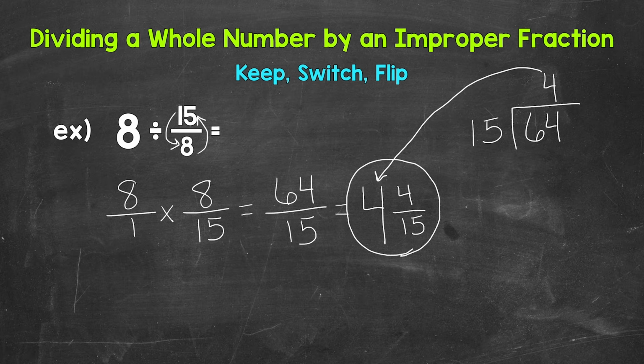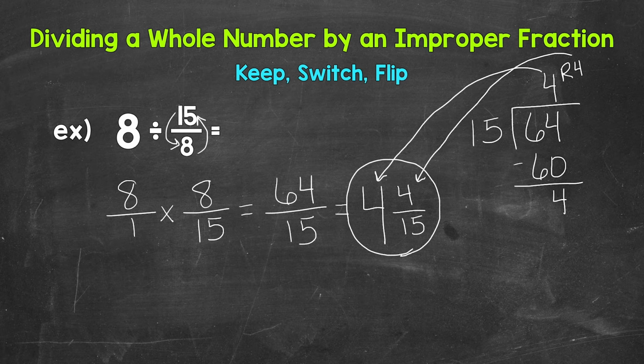Now we multiply. 4 times 15 is 60. Subtract: 64 minus 60 gives us 4. So we have 4, remainder 4. That remainder is the numerator of the fractional part of the mixed number. And then we keep the denominator of 15 the same. So there's how to divide a whole number by an improper fraction.